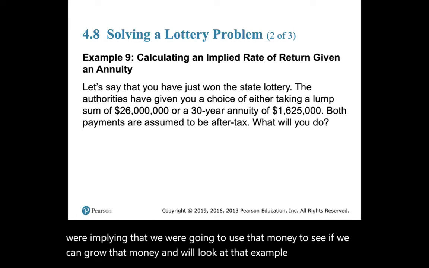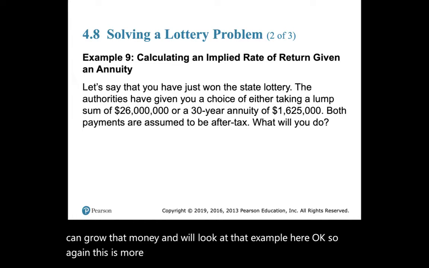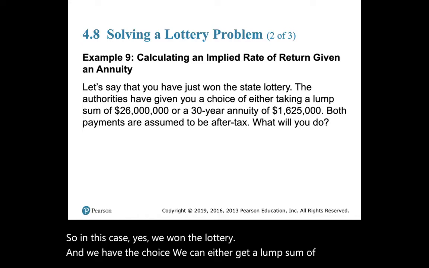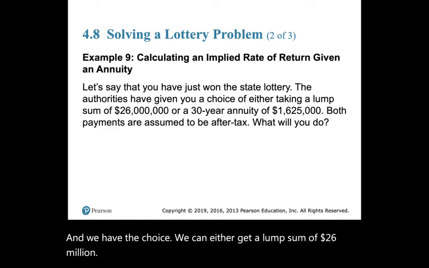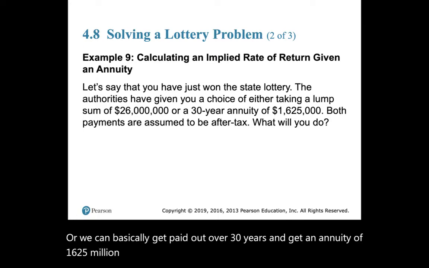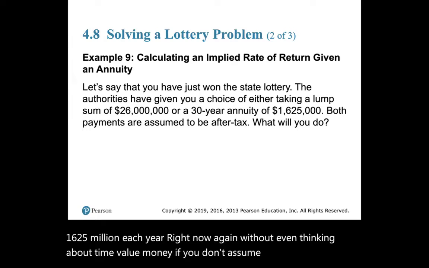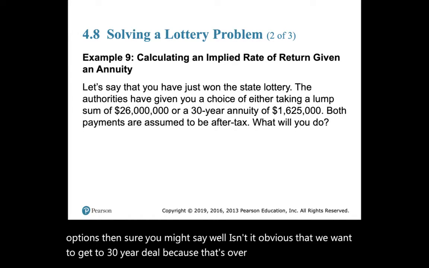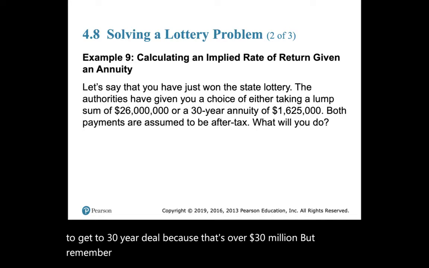Again, this is a more specific example. In this case, yes, we won the lottery, and we have the choice. We can either get a lump sum of $26 million, or we can get paid out over 30 years and get an annuity of $1.625 million each year, all right? Now again, without even thinking about time value of money, if you don't assume any investment options, then sure, you might say, isn't it obvious that we want to get the 30-year deal because that's over $30 million. But remember, money now is more valuable than money later.